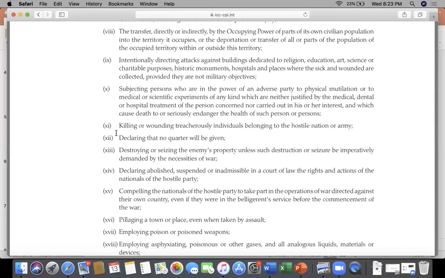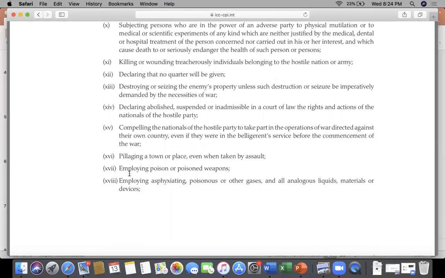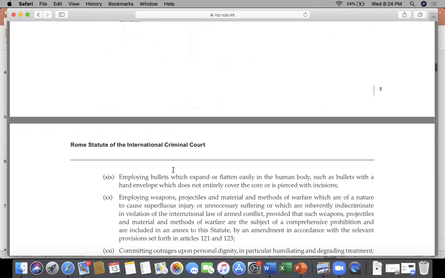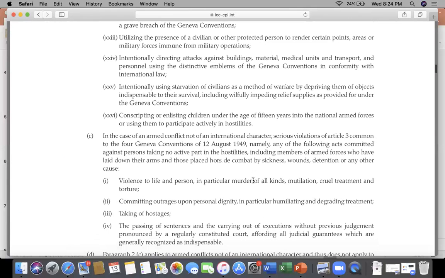You can see that if somebody intentionally directs attacks against buildings which are dedicated to religion, education, we have discussed it. Sometimes you might have seen that if you say that no quarter will be given, means nobody will be saved of life. Everybody will be killed. So this is also a war crime. Likewise, employing poisonous weapons. Likewise, employing those bullets which expand easily in the human body. So these are some of the examples I have already told you.